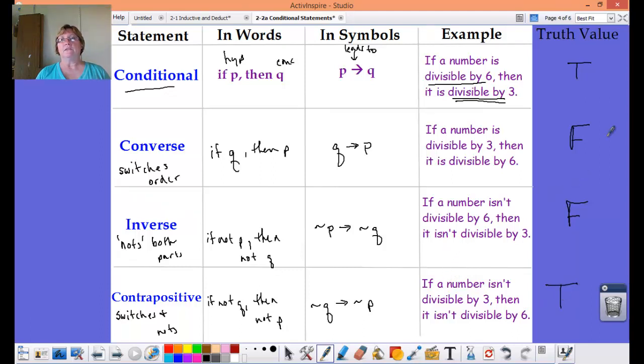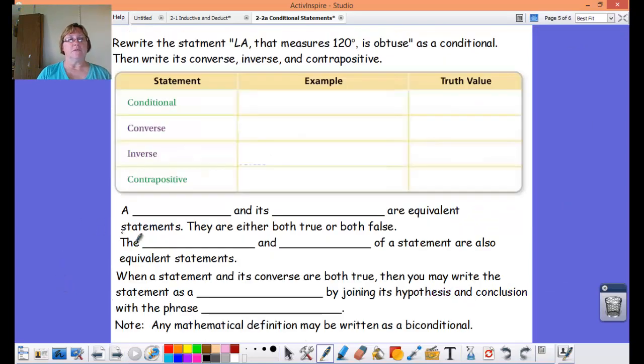I'd like you to take a look at this, folks. We're going to make a deal about this in a second, but if that conditional is true, then the contrapositive must also be true. Okay? They are a matched pair. If the conditional, the if-then, is right, then the contrapositive is also right. Let's go on, and we're going to take just a little example from what's in the book.